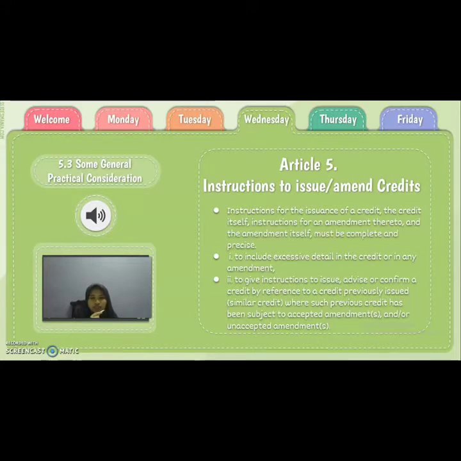In order to ensure completeness, avoid excessive detail in the credit for any amendment, and give the instruction to the issuing bank. Advise whether there are issues of the sum of a similar credit, to accept or not accept the amendment.